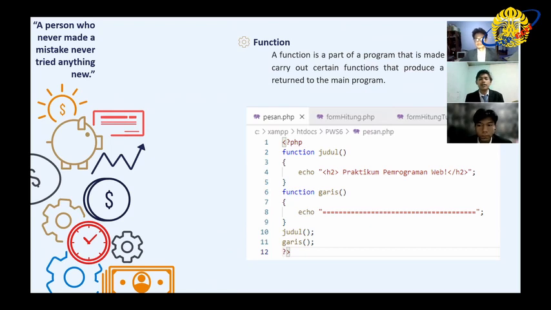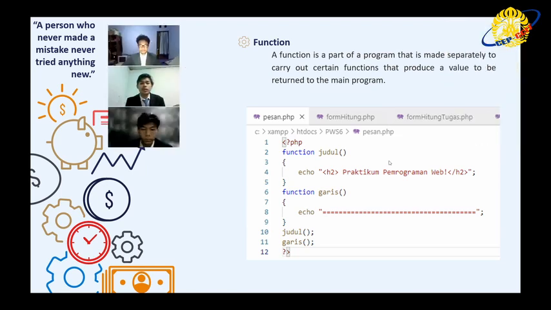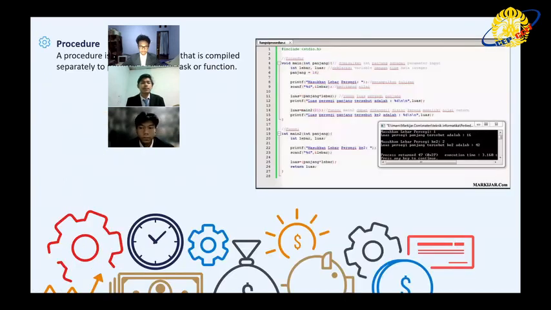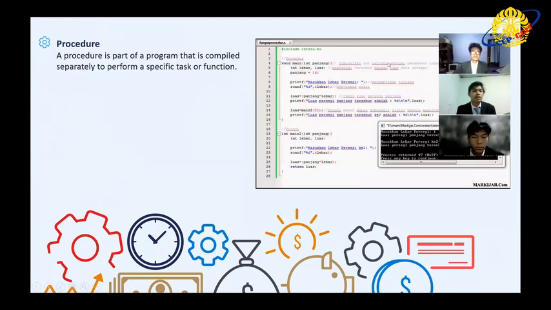Function. A function is a part of a program that is made separately to carry out a certain function that produces a value to be returned to the main program. And procedure. A procedure is a part of a program that is compiled separately to perform a specific task or function.